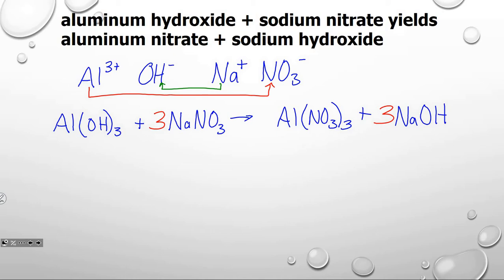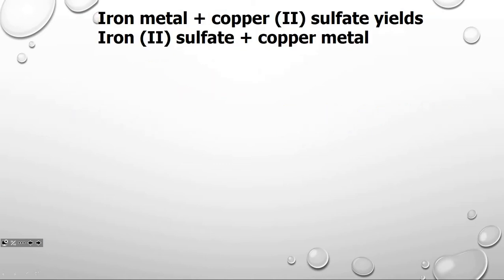Okay? So this is a double displacement, and we've gone through how to write it from beginning to end. Okay, so you need to be able to tell me what type it is, be able to write each individual compound, and then balance both sides. Okay? Let's go on to the next one.